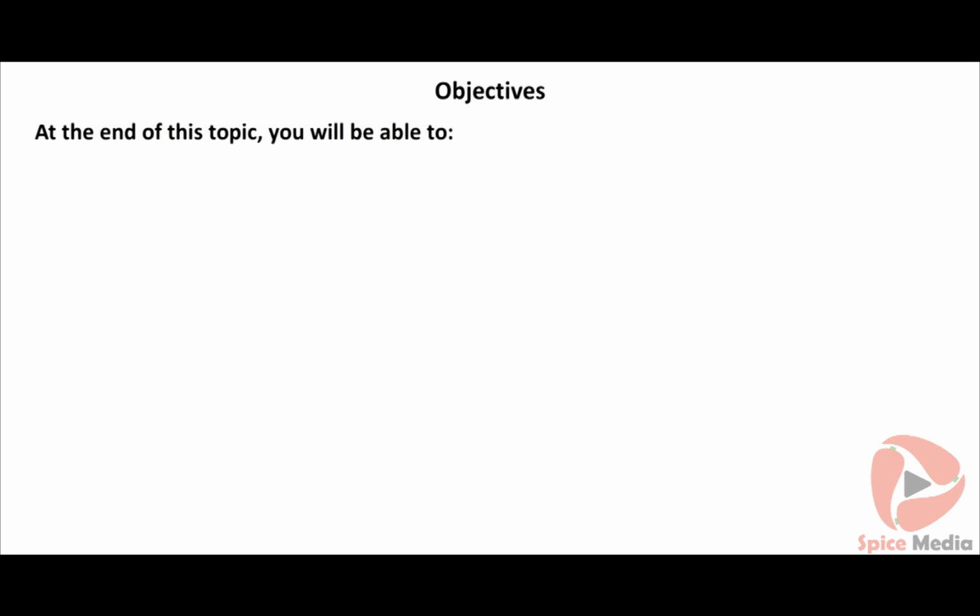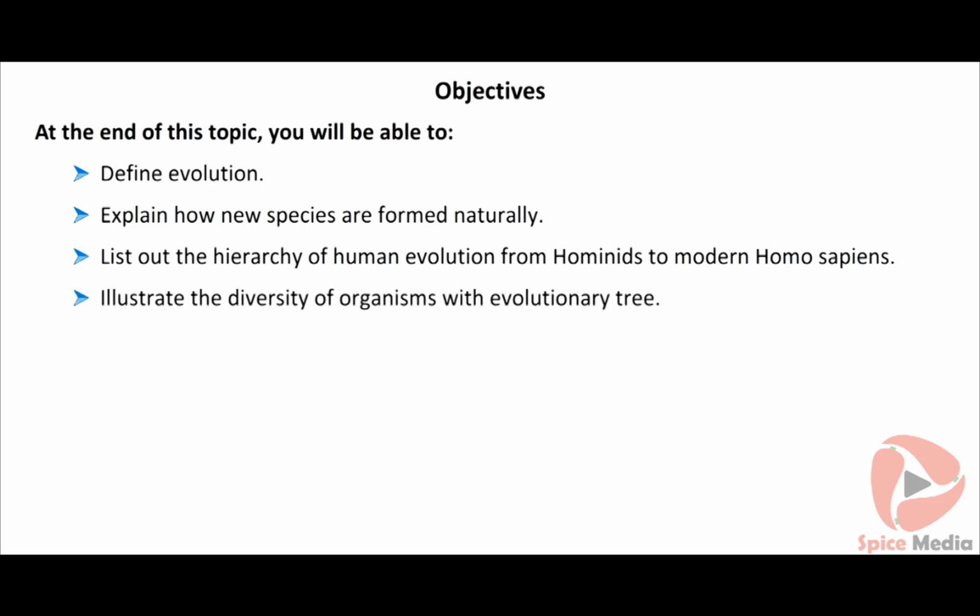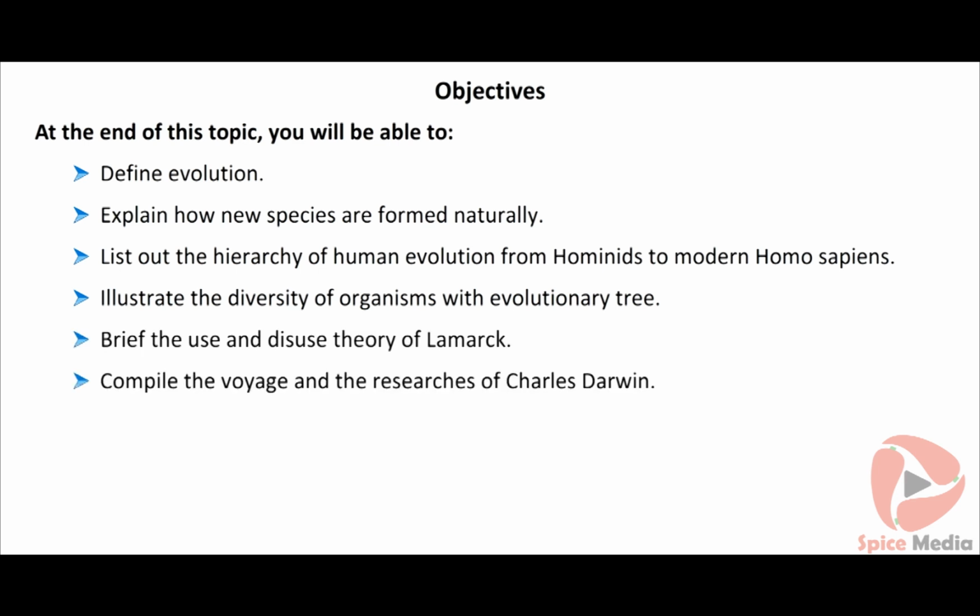At the end of this topic, you will be able to define evolution, explain how new species are formed naturally, list out the hierarchy of human evolution from hominids to modern Homo sapiens, illustrate the diversity of organisms with an evolutionary tree, brief the use and disuse theory of Lamarck, and compile the voyage and the researches of Charles Darwin.